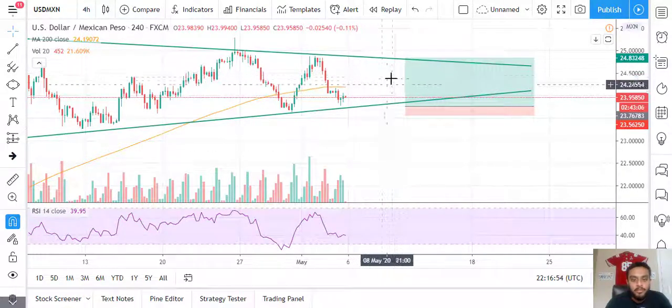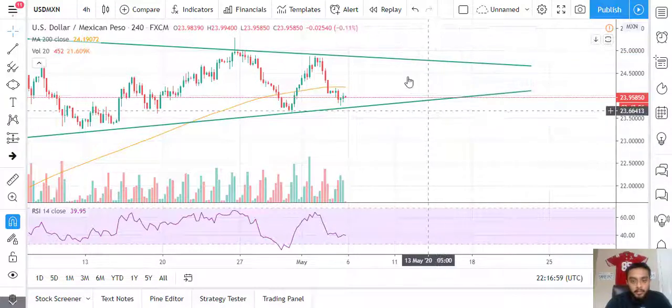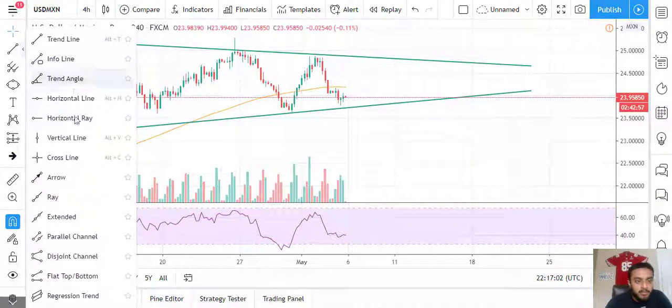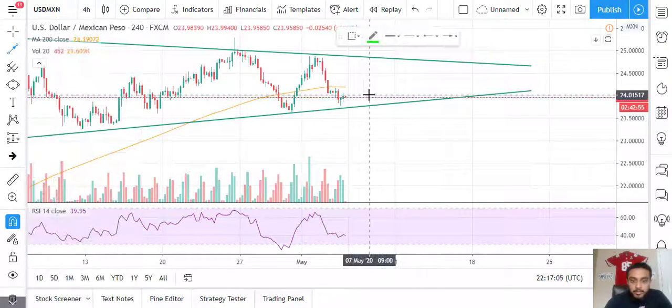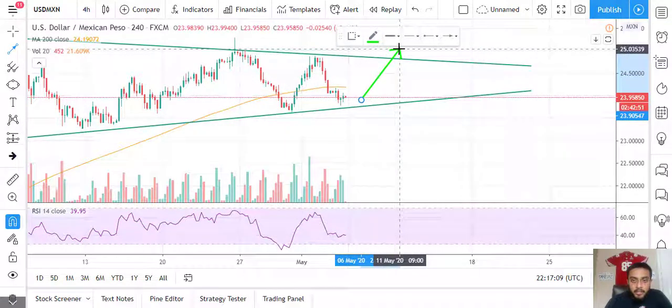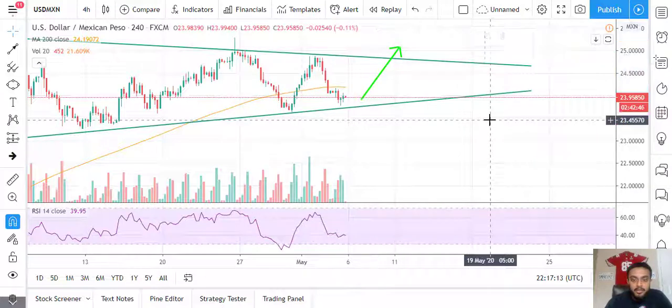Another reason is just because I think price will break out soon, either downwards or upwards. I do believe it'll be upwards. So what I think will happen is something like this, right? I don't know if it will be here, but essentially this is what I'm expecting to happen. All right guys, this is fine, whatever.